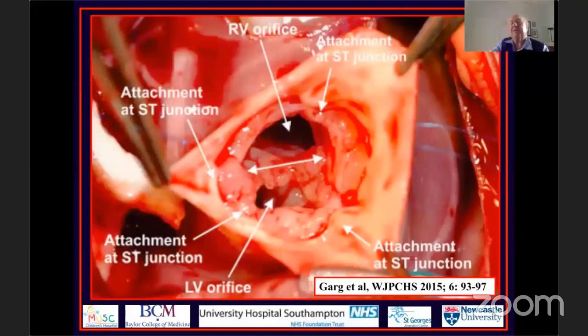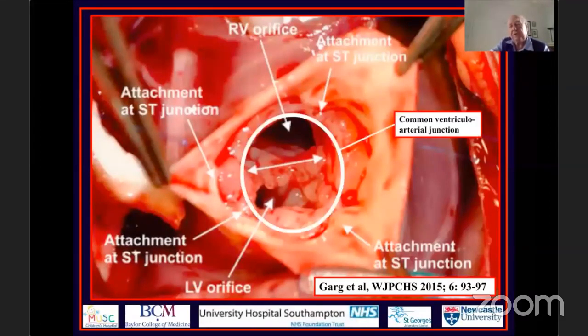Now, this is the case with which I was involved quite some time ago, 5 years ago, with a group working in India. We published this in the World Journal of Pediatric Congenital Heart Surgery, and we showed that in this particular heart with a common ventriculo-arterial junction, there was a tongue of tissue that joined together two of the leaflets of the common truncal valve. And that produced dual orifices within the common ventriculo-arterial junction.